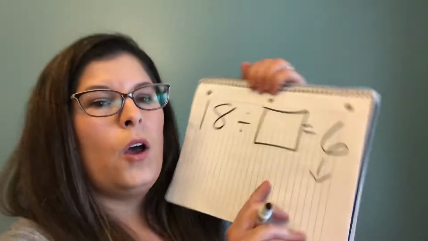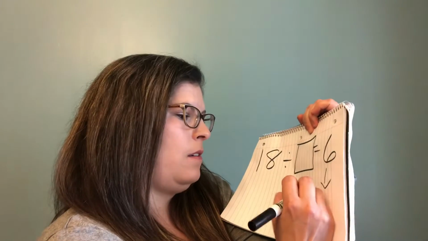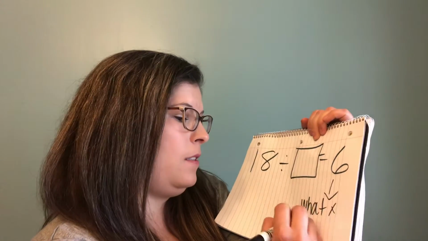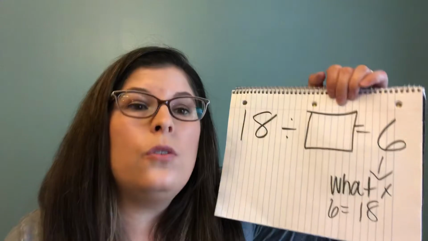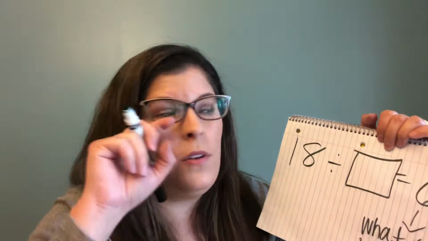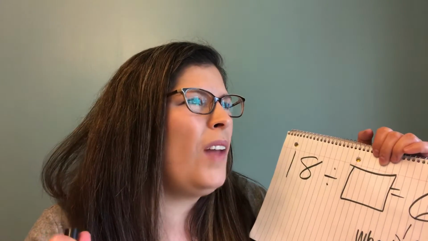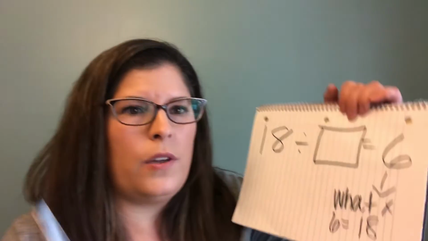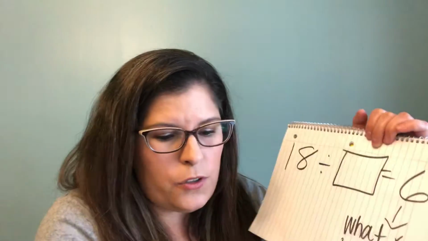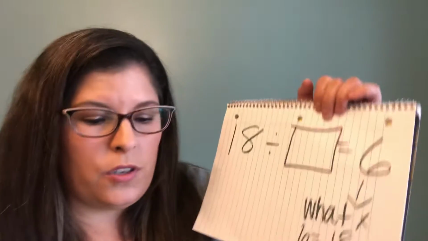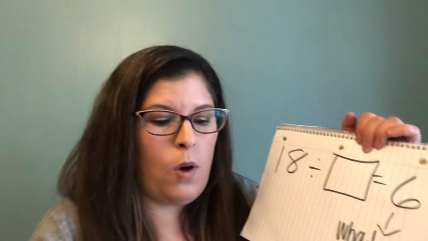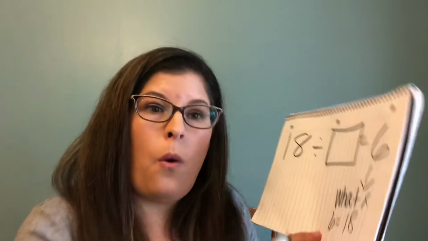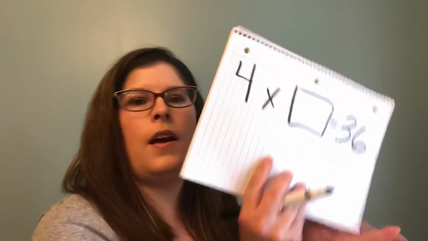Oh, you can't see it. What times 6 equals 18? You can use your multiplication charts if you need them. I think I've sent those out, but I can also upload that too. So if you're going to do 4 times what equals 36? Well, 36 divided by 4, so let's look at number 14. 4 times what equals 36, okay.